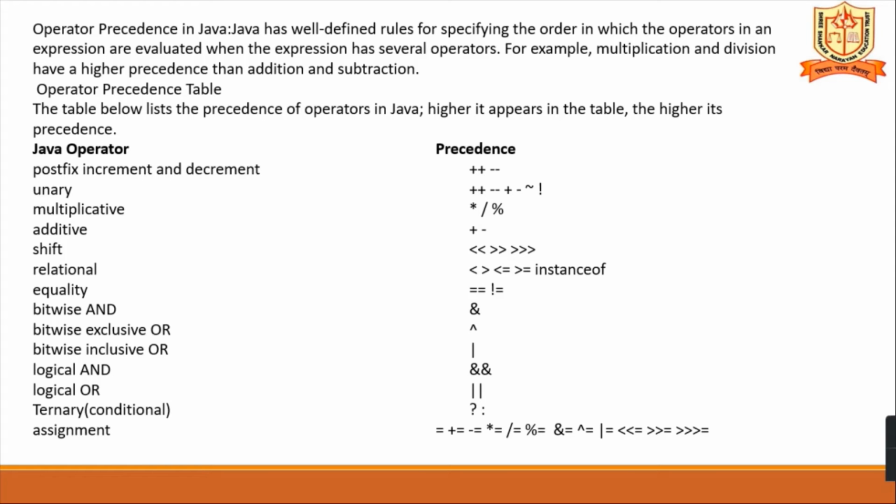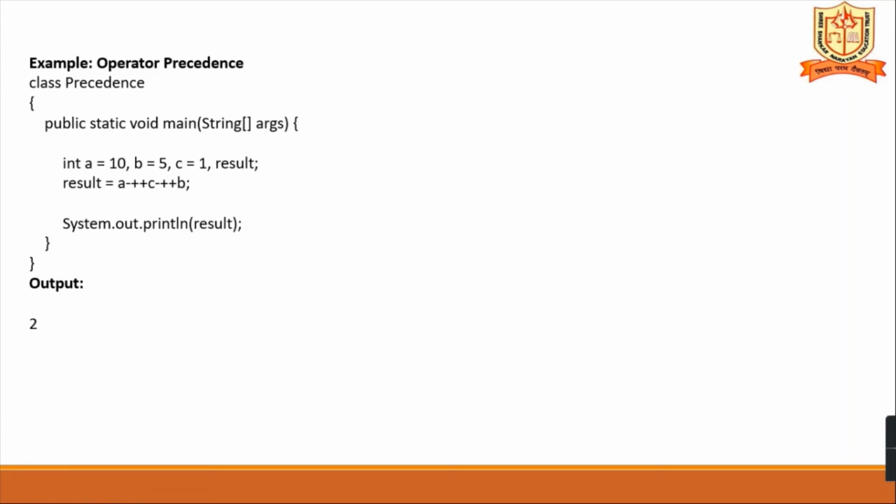Here, the first precedence is what? Postfix increment and decrement. So this is the postfix increment and decrement, then unary operator, multiplication, division, shift, and then relational, equality, bitwise and, bitwise or, and bitwise exclusive or, and logical and, or, and ternary operator, and last, the assignment operator. So this is the operator precedence. What is precedence? How to evaluate an expression. What are you doing first? So here I have given an example.